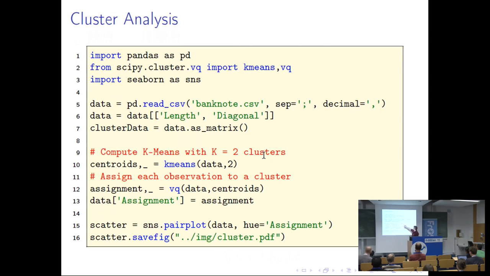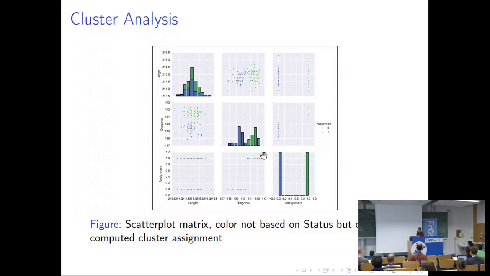What I simply do is I restrict the data frame to just the columns length and diagonal. I convert everything into a numeric array because k-means wants a numeric array. And then I compute the centroids, that's the centers of the clusters, with the k-means algorithm, and I assign each data point, with the help of the vq function, to one of these centroids. What finally comes out is another scatter plot, which I will then also save as a PDF file. So what you see in my slides is directly the PDF from the code. And what I get is, so far so good, a scatter plot matrix again.